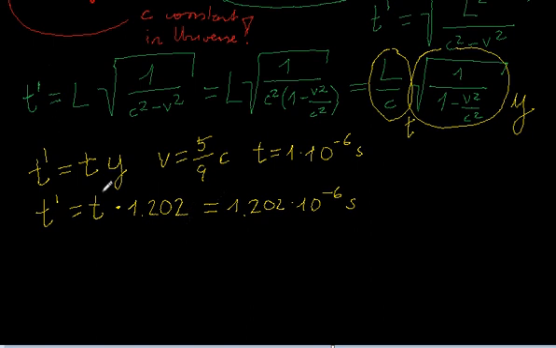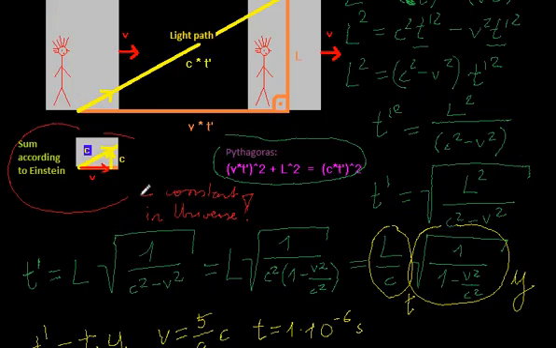So time is not constant, the flow of time is not constant. The only thing which is constant in the universe is the speed of light.